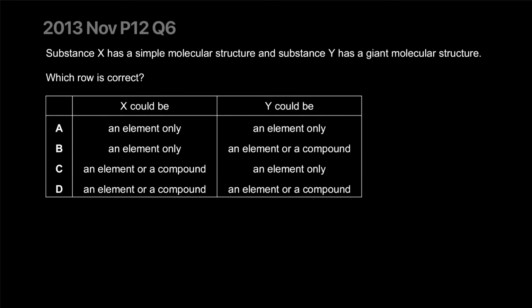Substance X has a simple molecular formula, and substance Y has a giant molecular structure. Which row is correct?